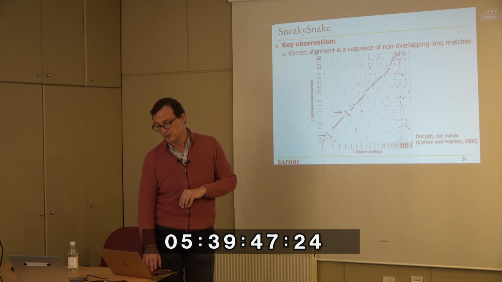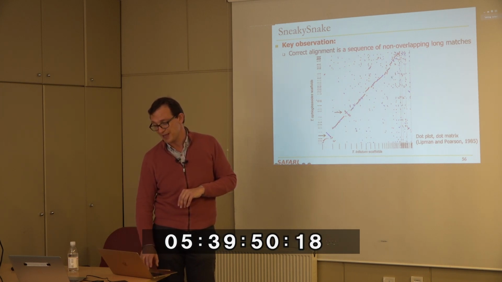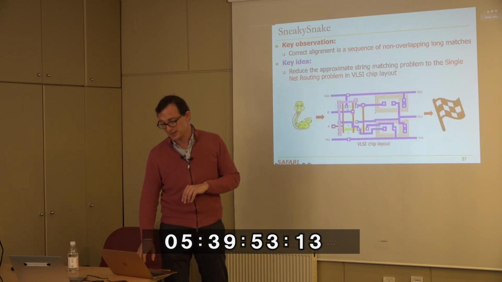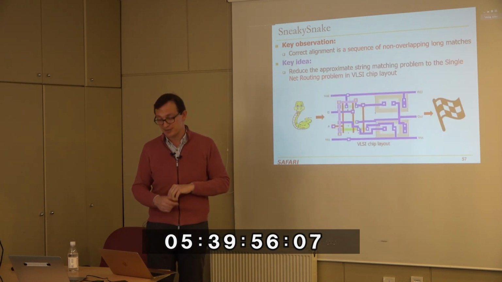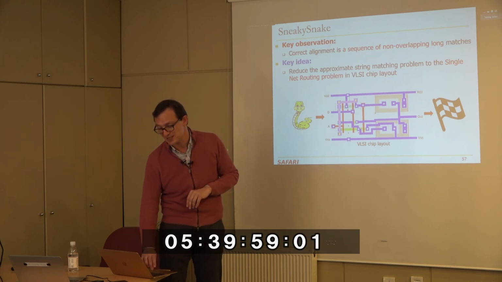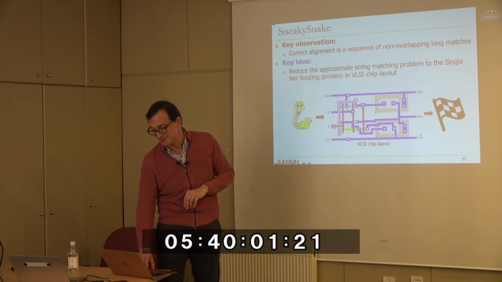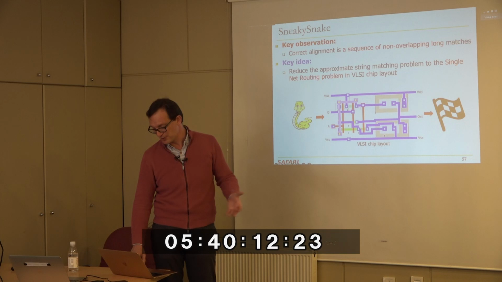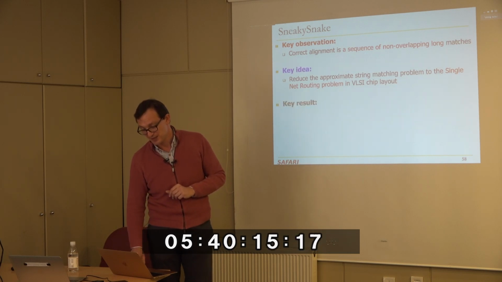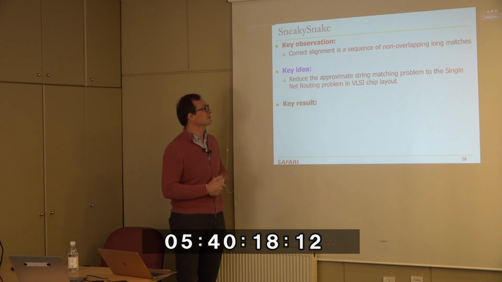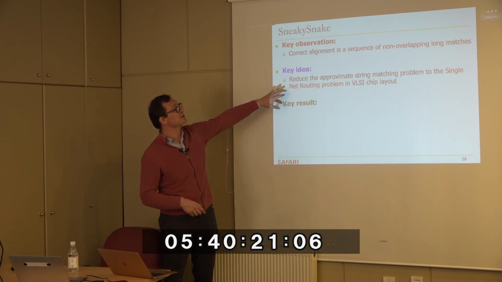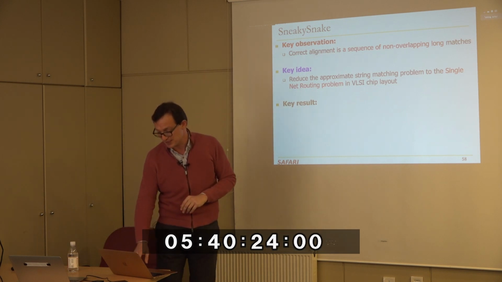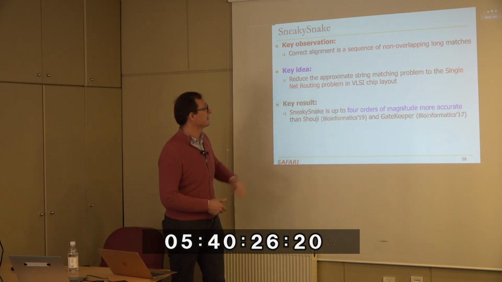And the idea here is that when you have a correct alignment, usually you have a sequence of non-overlapping long matches. And this resembles the problem of approximate single net routing in VLSI chip layout. Basically, in VLSI chip layout, you have some entrance and you have some exit, if you will, and you want to route some input signal to some output node. And you have to go through, essentially, some repeaters, if you will. And people have developed algorithms to actually minimize the number of repeaters. And the idea in Sneaky Snake, which Mohammed will talk about in more detail, is to reduce the approximate string matching problem to the single net routing problem in VLSI chip layout. And it turns out this is actually very efficient, as you can see.